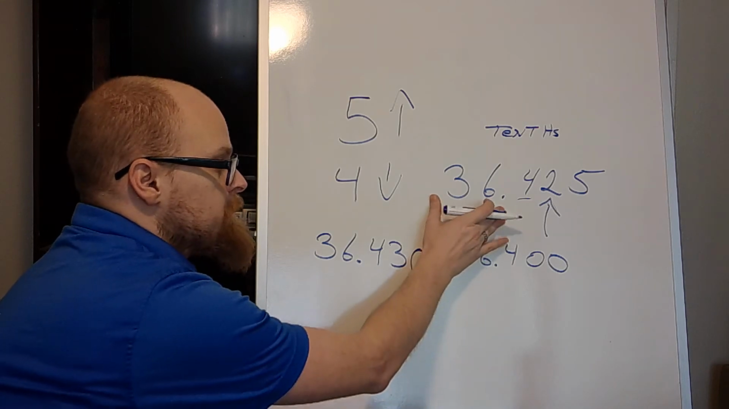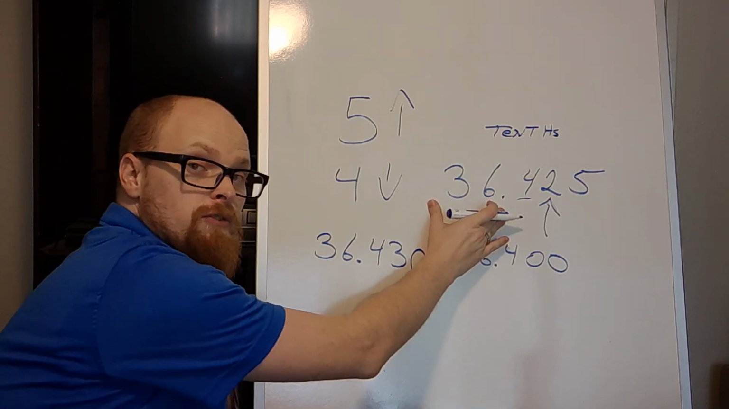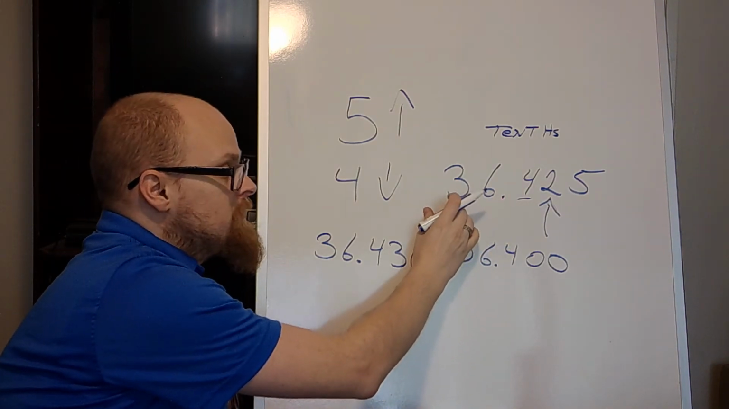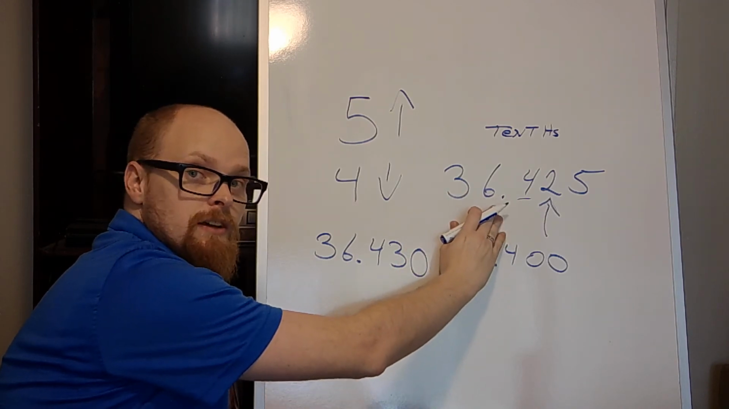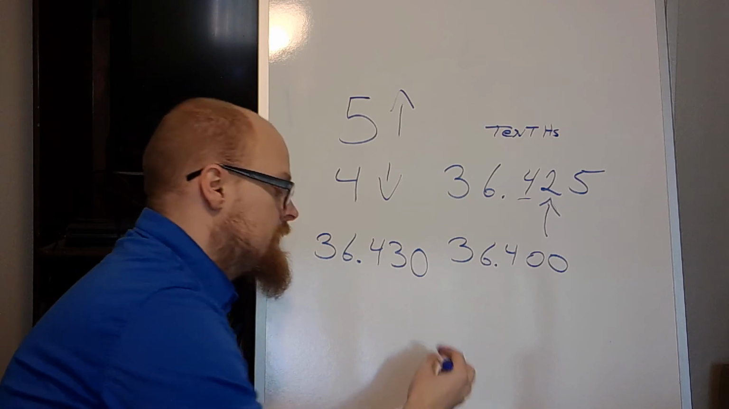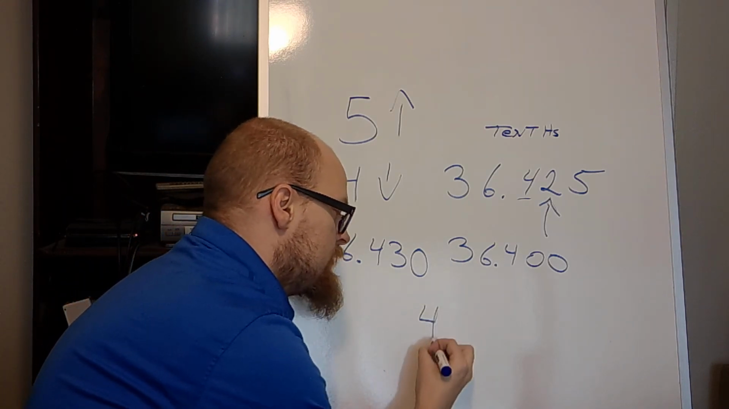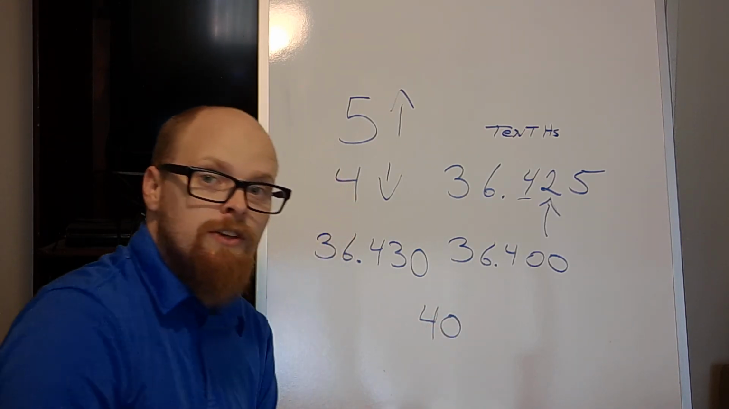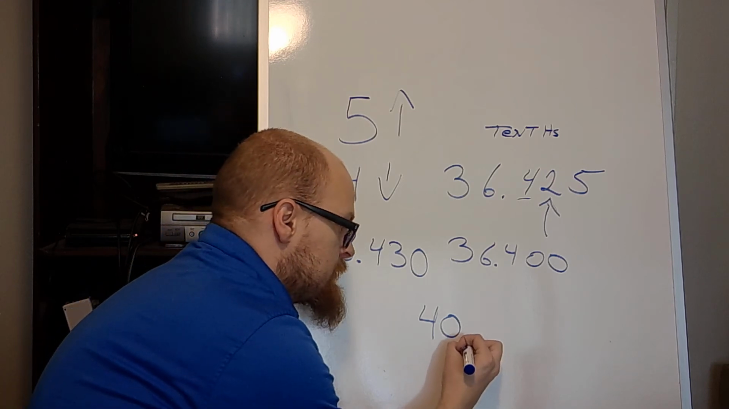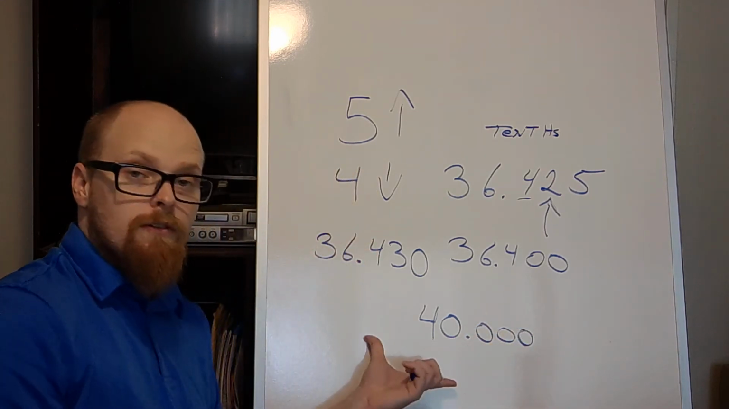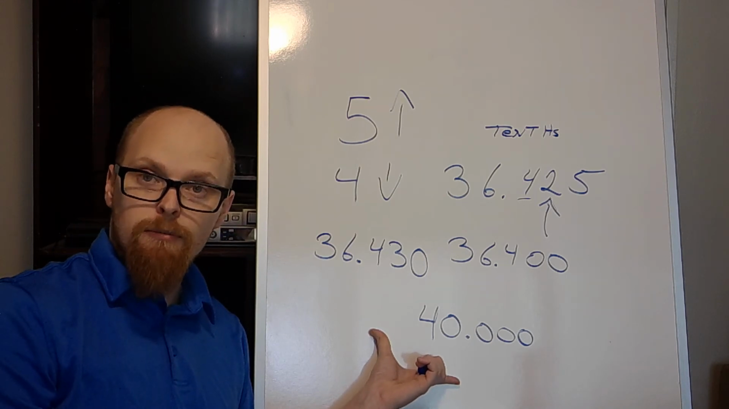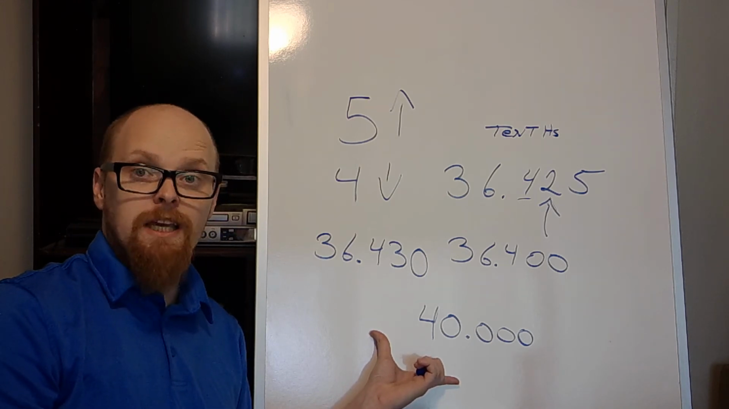My original number, 36.425. My tens place is a 3. The number next to it is a 6. So I'm going to round up. Rounding to the nearest tens place would give me a 4, 0. And I'm going to put zeros for the other ones as well. So my number for rounding to the nearest tens place is 40.